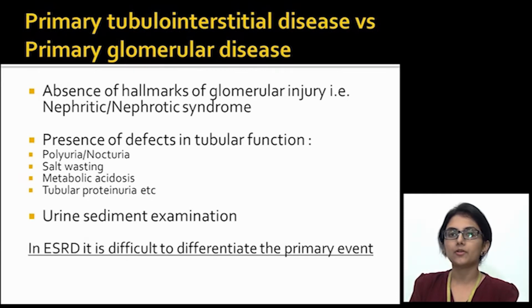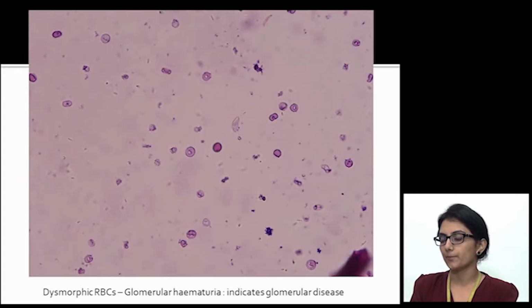And there's a very important role played by urine sediment examination. We'll look at that in subsequent slides. But what we must understand is that once the patient is in end-stage renal disease, it's really very difficult for either the clinician or the pathologist to differentiate where the primary event started from. So as a pathologist, we routinely look at urine sediments from patients, and we look at the red blood cells in case there's hematuria. And this slide here shows us what is classical for glomerular hematuria, and that's dysmorphism.